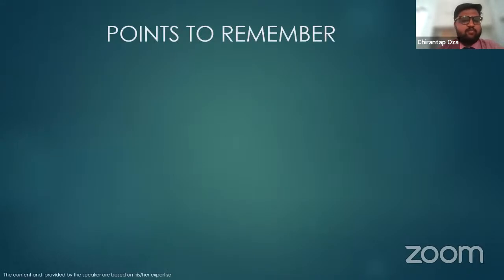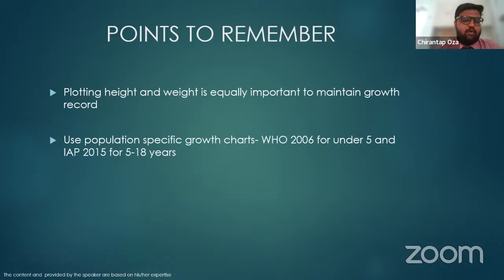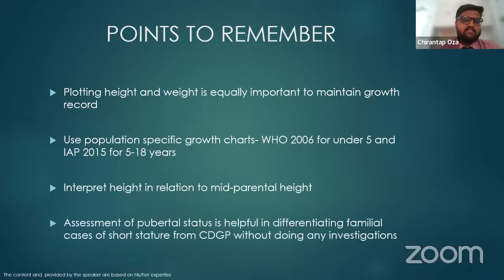So the points to remember from the first case are: plotting height and weight is equally important to maintain growth record. One must use population-specific growth charts, that is WHO 2006 for under 5 and IAP 2015 for 5 to 18-year-old children. One must always interpret height in relation to the mid-parental height to avoid unnecessary burden of investigations. And assessment of pubertal status is helpful in differentiating familial cases of short stature from CDGP without doing any investigation. But if we have to do an investigation, bone age might be useful in guiding us for the diagnosis.